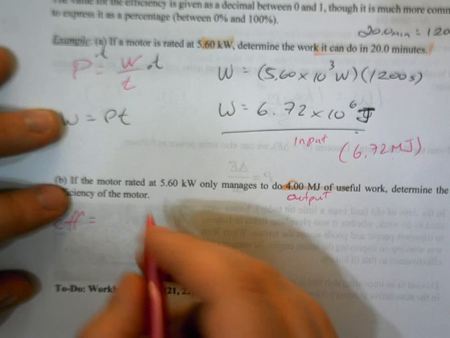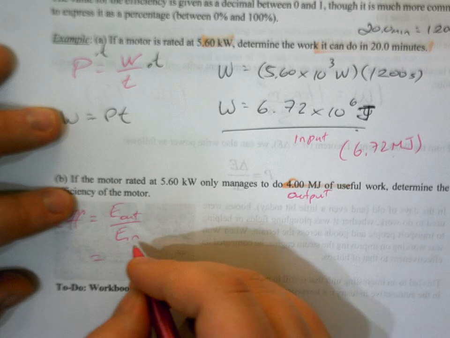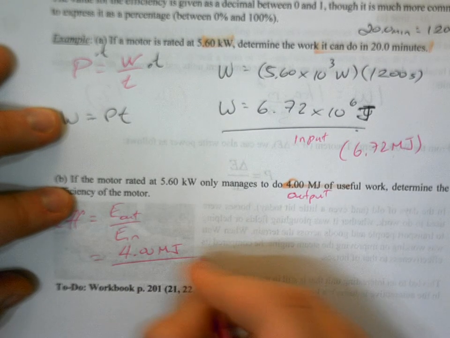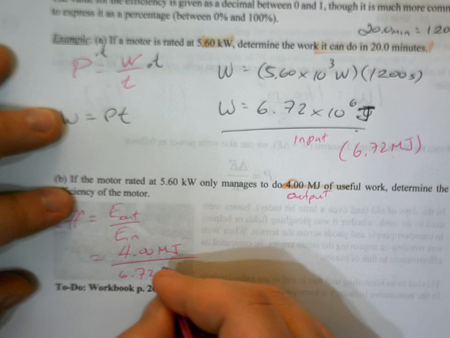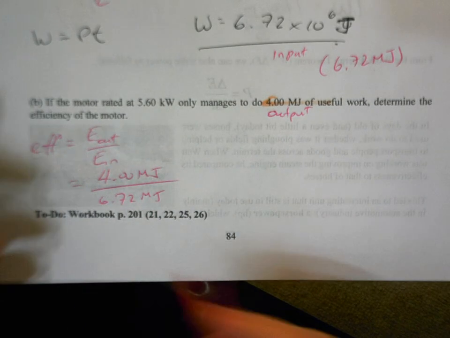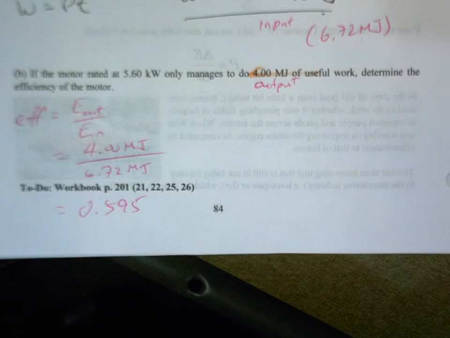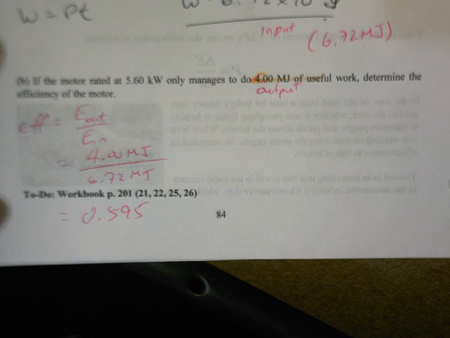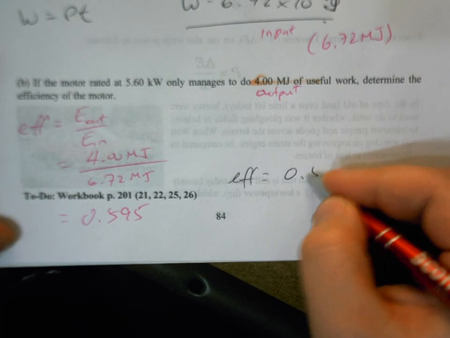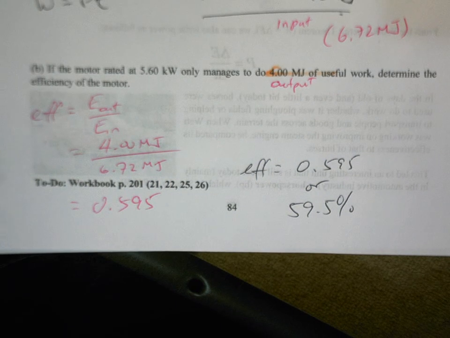So for the efficiency, we're going to do the energy out versus the energy in. My energy out is this 4 megajoules, and my input is 6.72 megajoules. So I'm going to get about 0.595. What this is telling me is that my efficiency is about 0.595, or you might commonly see it expressed as a percentage. Either way is fine. So we're going to say that this motor is 59.5% efficient.